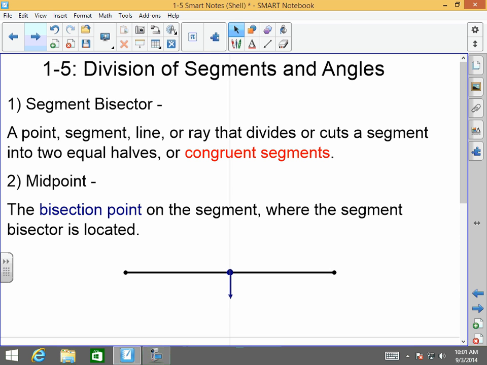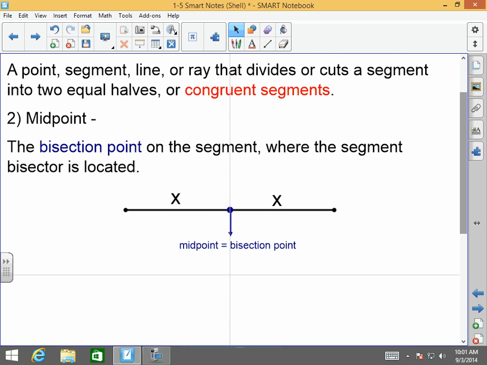If you look at the little figure that I have down here, this side is X and this side is X. That means that they were cut into two equal halves. And the point here in the middle that actually cuts that segment into two equal or congruent halves is called the midpoint. That is the bisection point. And remember, that midpoint can be created by putting a point or a line or a segment or a ray. Basically anything that cuts a segment into two halves, okay? That's a segment bisector. And the location at which it cuts that segment in half, that is called my midpoint.